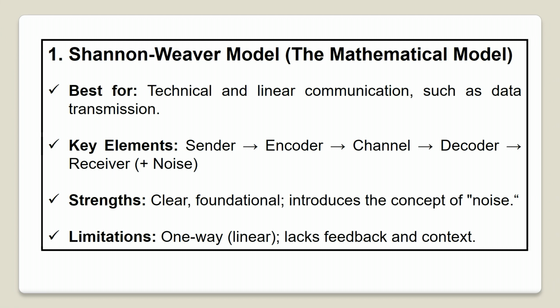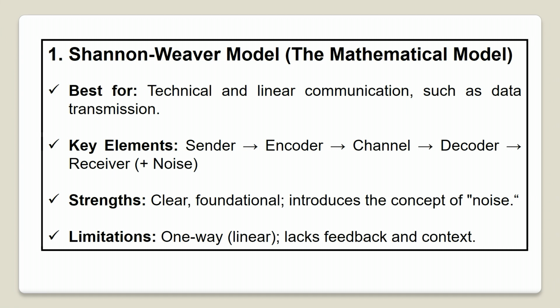If we talk about the limitations, we know this is linear, which means it is one way. As we know, the communication process is a two-way process, but this model works as one way. It is linear, and that is why it lacks feedback and context.